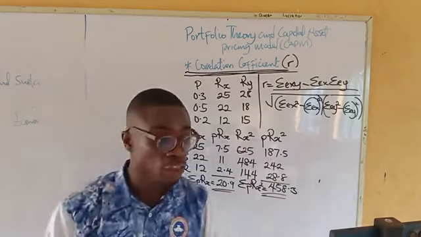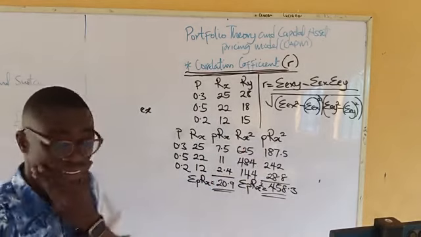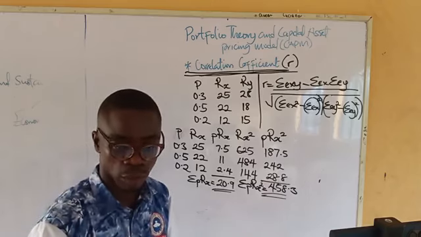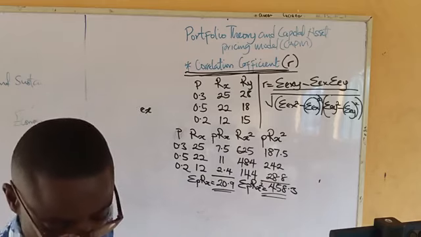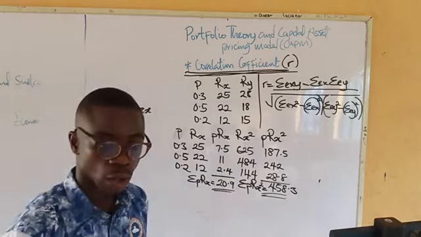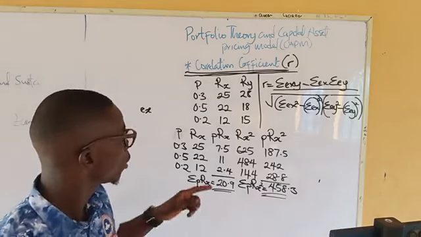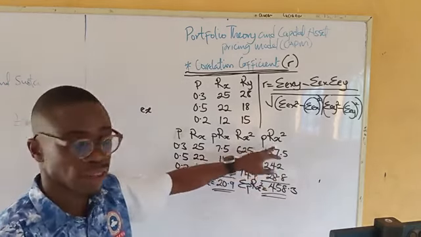Madam Elizabeth, you are raising your hand up. You can ask your question. Sorry, I just want to ask, how do we arrive at 187.5? I'm trying to get it. 187.5. Look at it now.